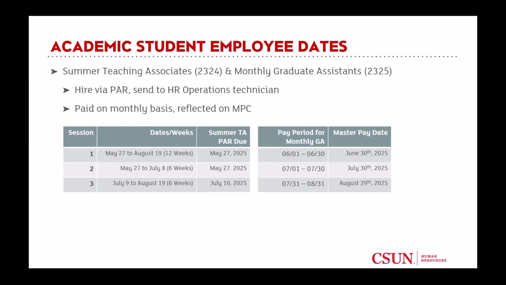Yeah, I just provided some dates and deadlines there for summer TAs on the left, and then for monthly GAs on the right. As far as when we need those PARs due for summer TA, we wanted to align with the start of the semester. And for monthly GAs, we wanted to provide when, once you submit those PARs for them, they can be expected to be paid for the time worked.